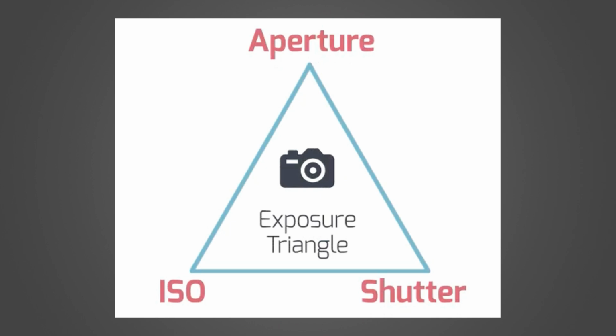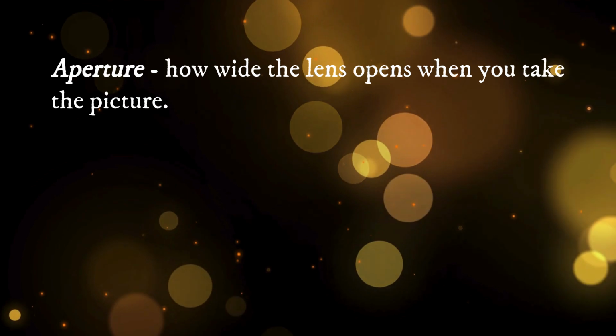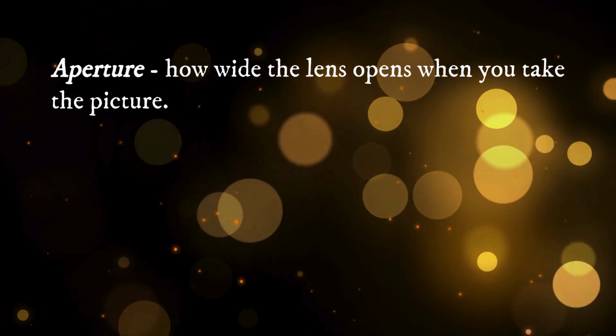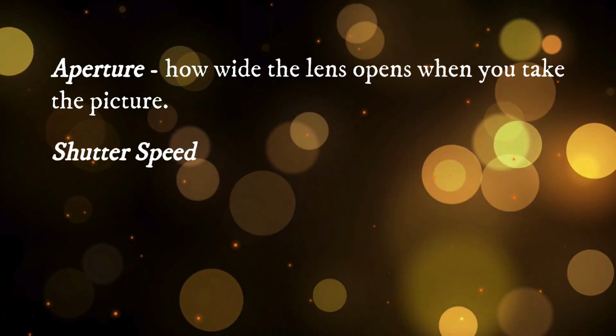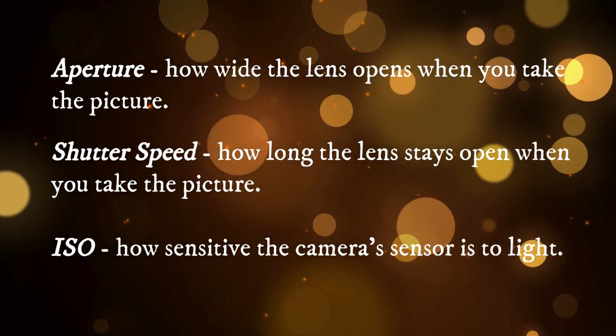As I said, in this video, we will be learning about aperture, but first we will briefly go over all three parts of the exposure triangle so that you can see how they work together and keep them in mind. We will go into the other 2 points of the triangle in other videos. Aperture is how wide the lens opens when you take the picture. Shutter speed is how long the lens stays open when you take the picture. ISO is how sensitive the camera's sensor is to light.